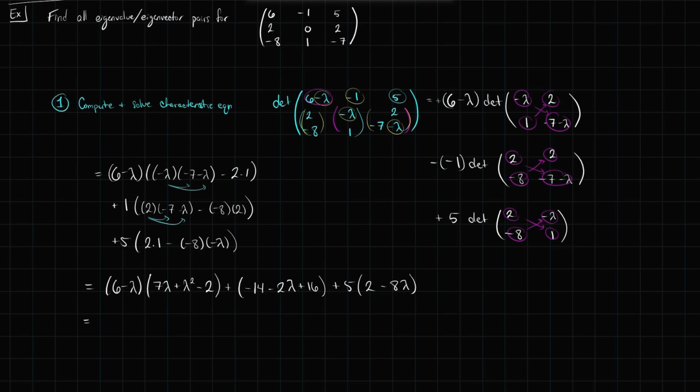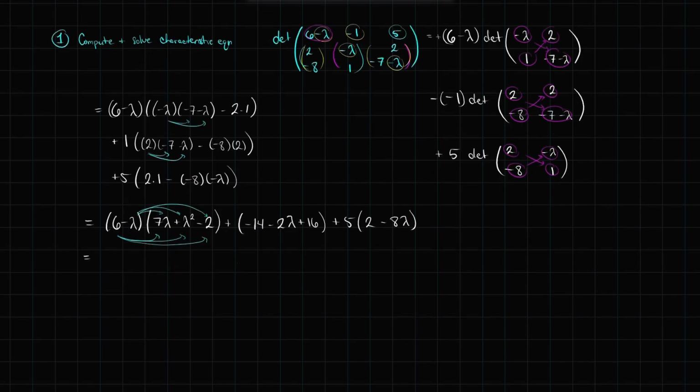I have to go through a little bit more work yet again to simplify. So I'm distributing 6 to all 3 terms, and minus lambda to all 3 terms. The 6 on the 7 lambda gives me 42 lambda. 6 on lambda squared gives me 6 lambda squared, and 6 on -2 gives me -12. Meanwhile, minus lambda on 7 lambda gives me -7 lambda squared. Minus lambda on lambda squared gives me minus lambda cubed, and minus lambda on -2 gives me plus 2 lambda.